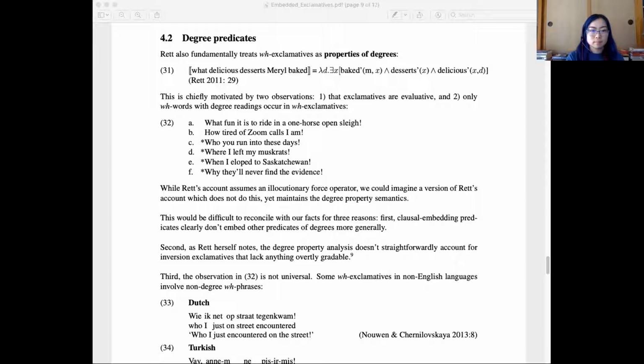So again, if we put the illocutionary force component aside, we could imagine some version of Rett's analysis whereby exclamatives are fundamentally properties of degrees.